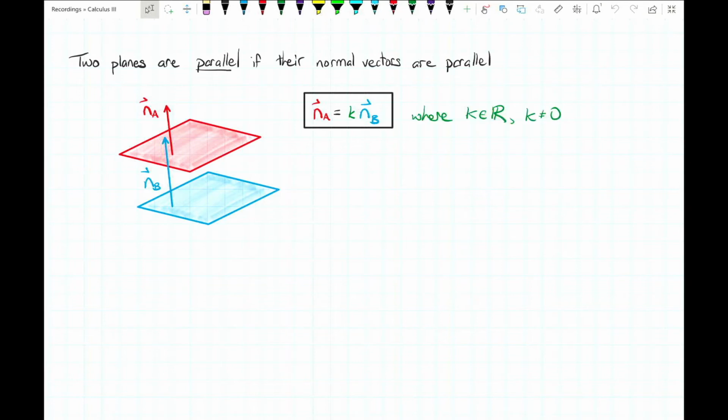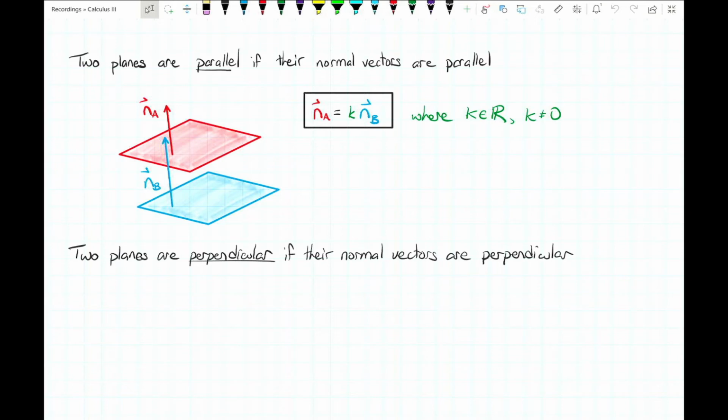It's also possible that when two planes intersect, that they are perfectly perpendicular to each other. And as you would expect, that only happens when their normal vectors are perpendicular.